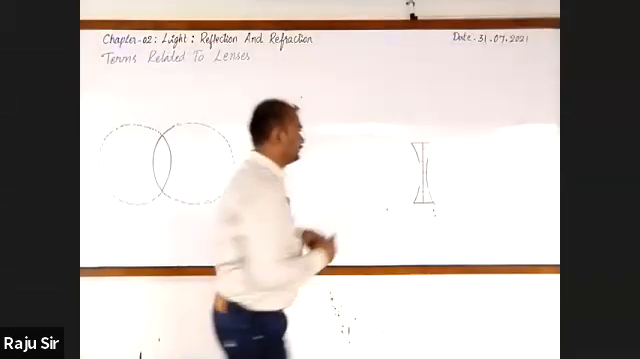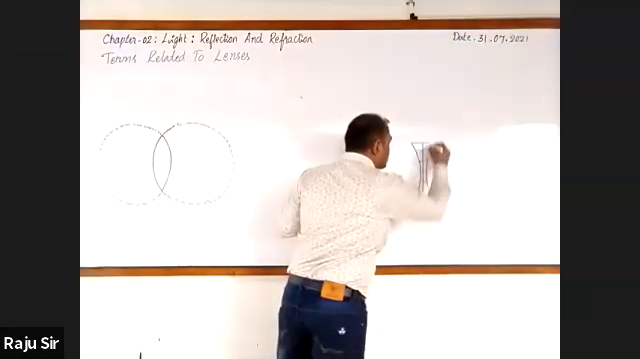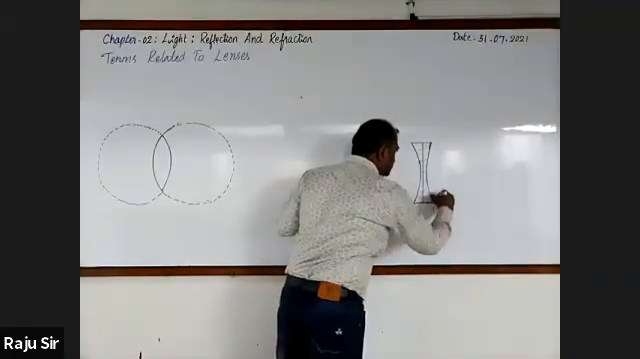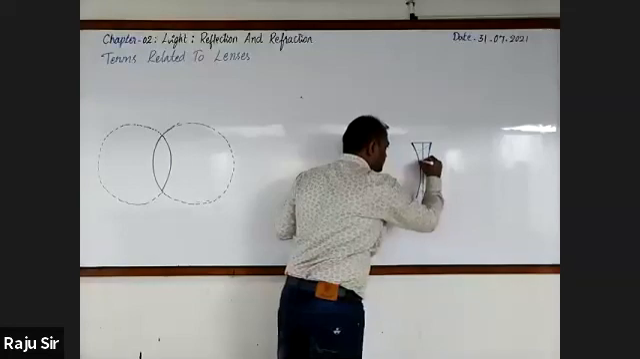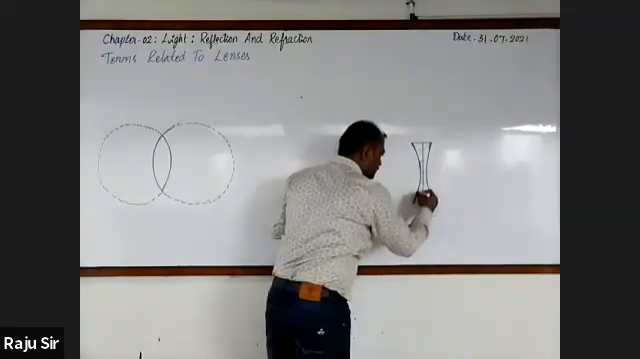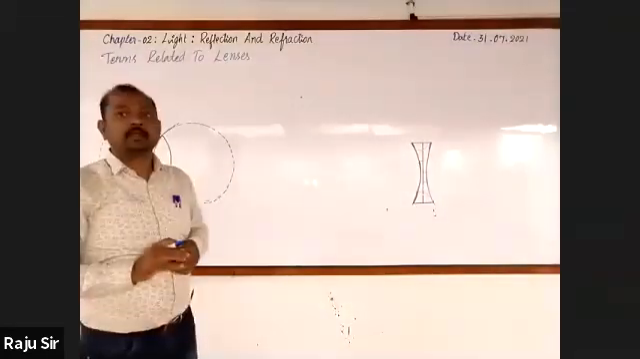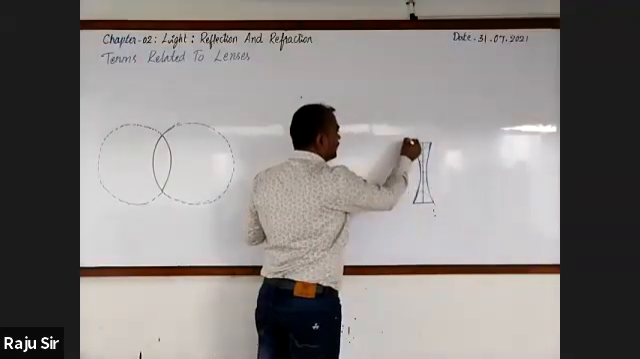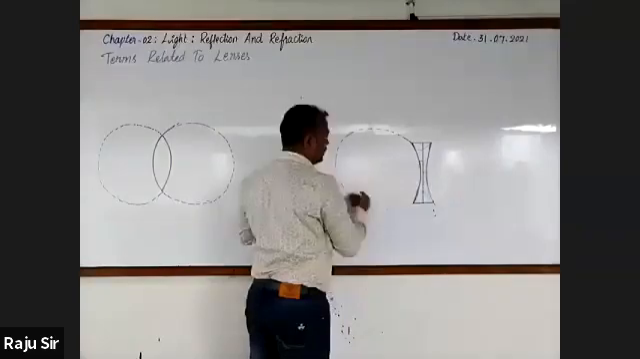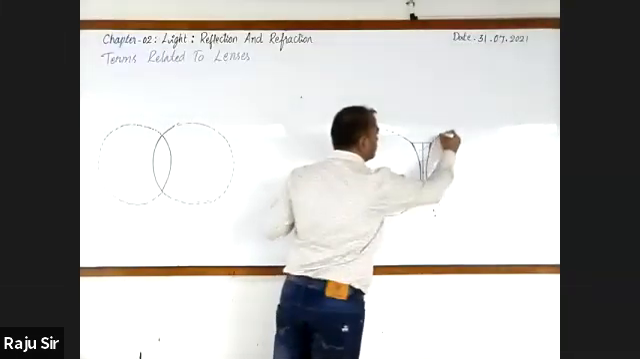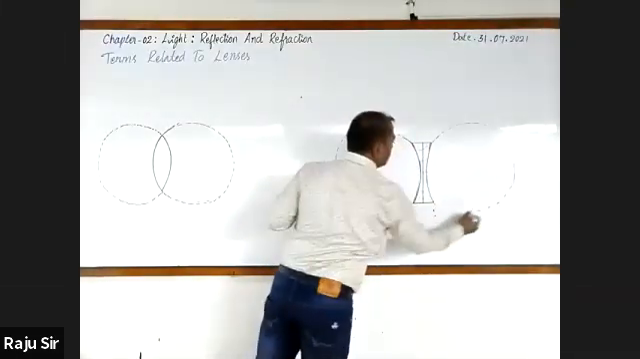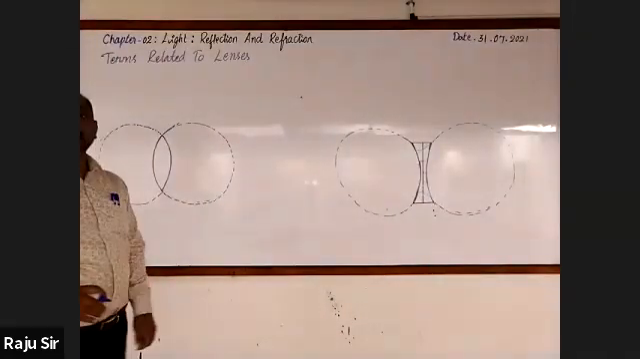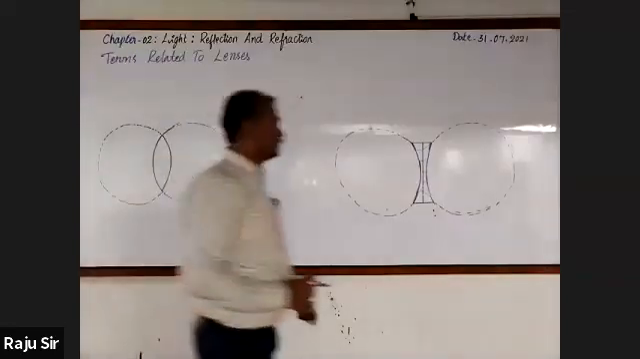Look, this is a concave lens, and this is a refracting surface. Let us go for extending these refracting surfaces. Again, we will get two imaginary spheres.